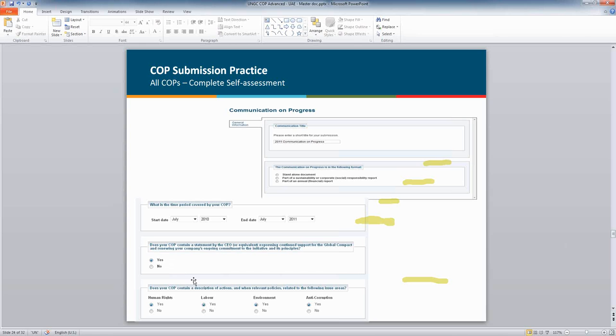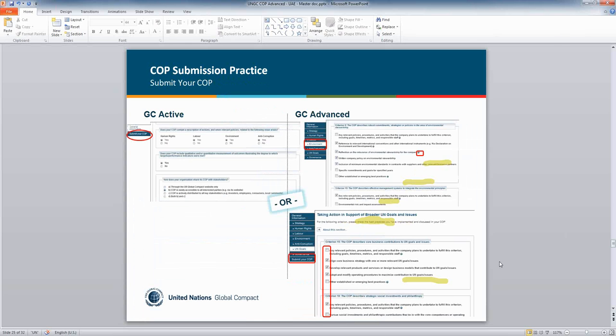If you click yes, you are in good shape to achieve either the active or the advanced level. If you click no in any of these, that immediately becomes a flag for our system, and it says this report is incomplete. This report is going to very likely be a learner report.